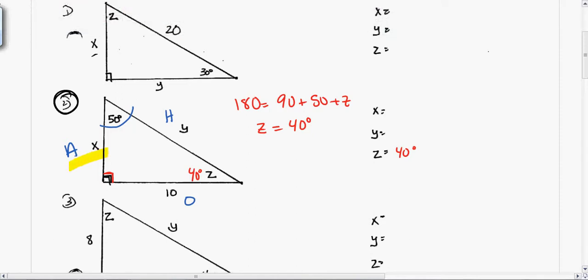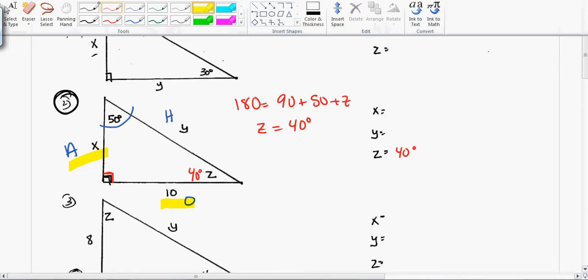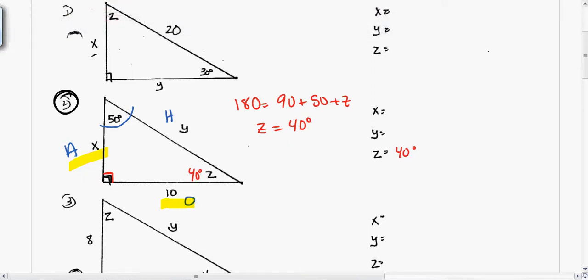Now it looks like if I want to find X, I am going to have to compare the adjacent side to something. I'm not going to compare adjacent to hypotenuse because the hypotenuse is another variable, and I want to have one variable and one number in my proportion. So I'm going to compare it to the opposite side, 10. I'm comparing adjacent and opposite. Now I need to choose which trig ratio I'm going to use. So, SOH CAH TOA, those are the three choices that I have. I'm comparing adjacent and opposite. Looks like I'm going to be writing a tangent ratio.